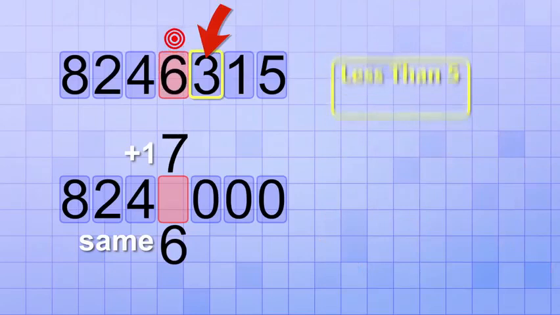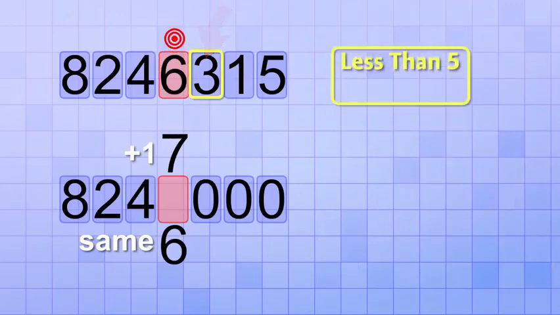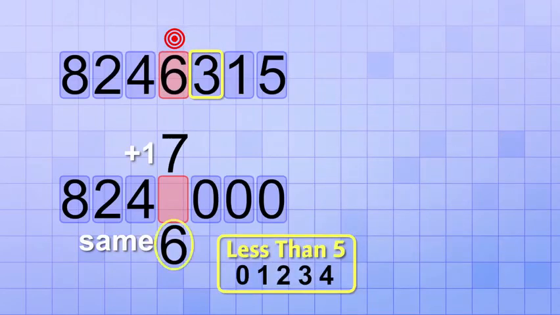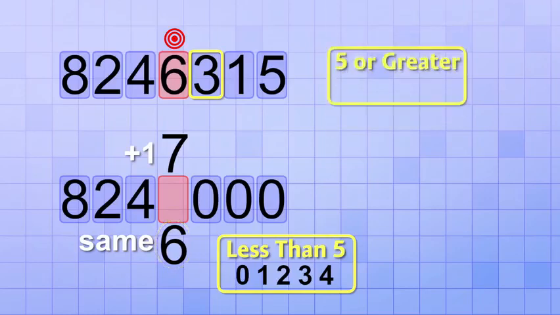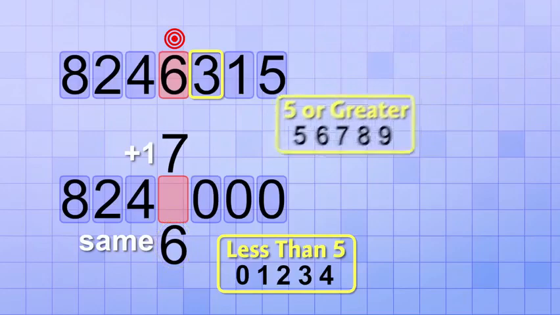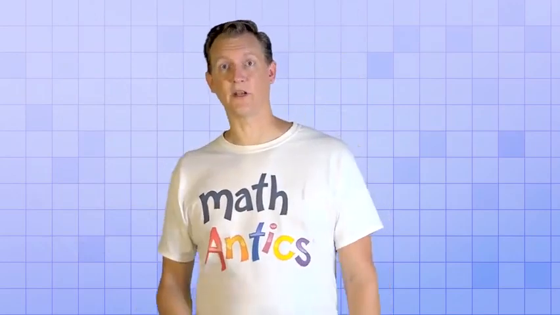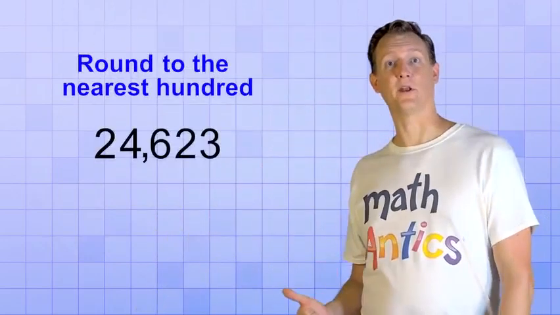If that digit is less than 5, in other words, if it's a 0, 1, 2, 3, or 4, then we'll leave the target digit the same in the rounded version. But if the digit is a 5 or greater, 5, 6, 7, 8, or 9, then we'll increase the target digit by 1. Okay, so now that you know the basic procedure for rounding numbers, let's try a few specific examples. Here's the first one.